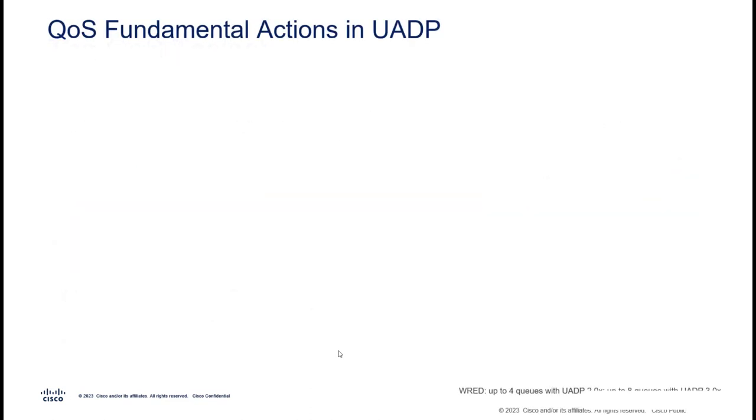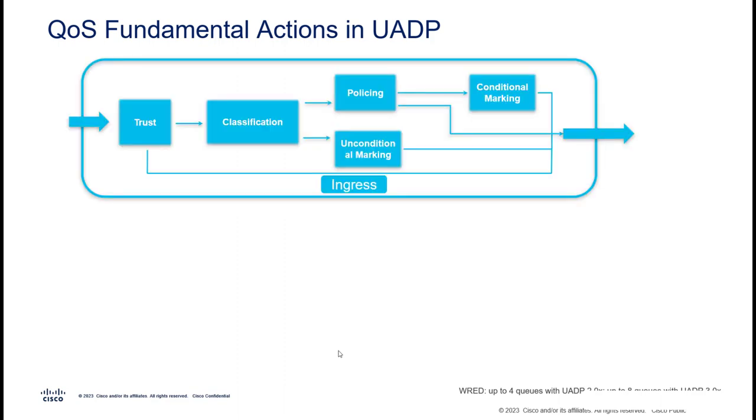So now we're going to take a look at the fundamental actions that we can perform within the UADP ASIC. So think of this as a packet lifecycle and the operations that we can perform depending upon where the packet is within the lifecycle. The packet first enters the system. The first thing that we do is we're going to trust the packet. Trust is very simple. What this means is we're simply going to retain any tag that is present in the packet as it is.